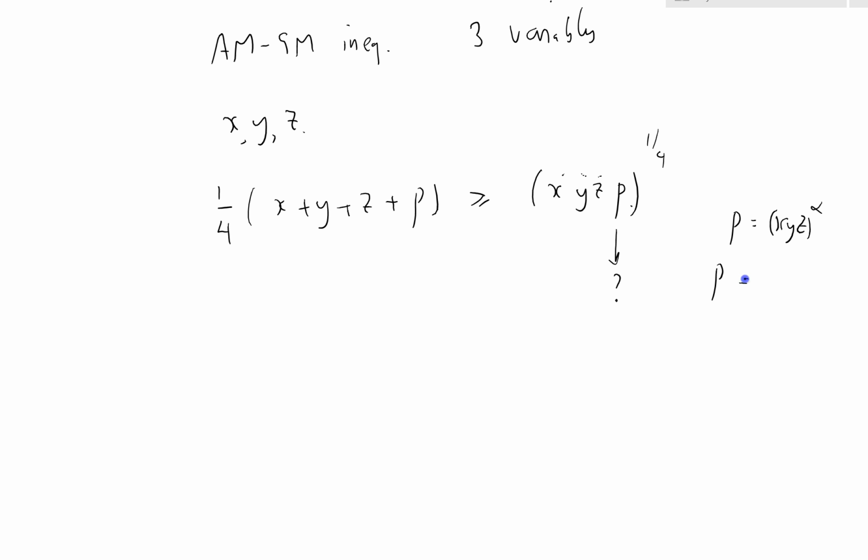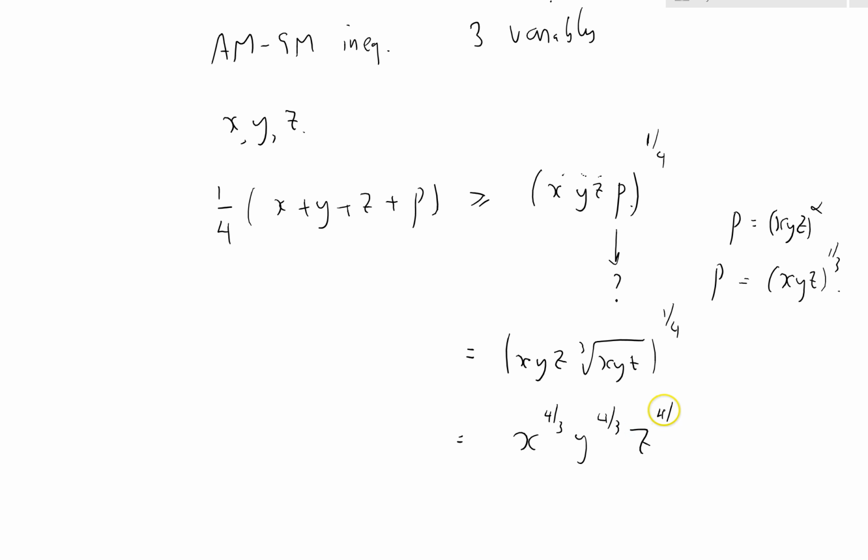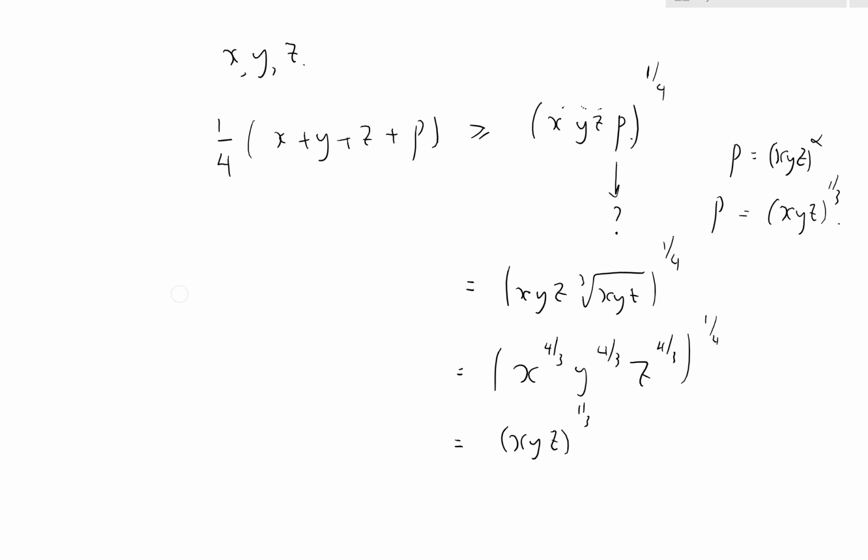What I'm going to do is choose p equals x, y, z to the 1/3, simply because we'll get 4s on the right-hand side. Sorry, I've closed my bracket too soon there. Let's try that again. x, y, z times the cube root of x, y, z, to the 1/4, that's x, y, z to the 4/3, all to the power 1/4, equals x, y, z to the 1/3, equals p. So that's quite nice.